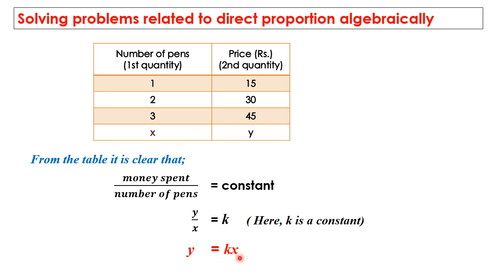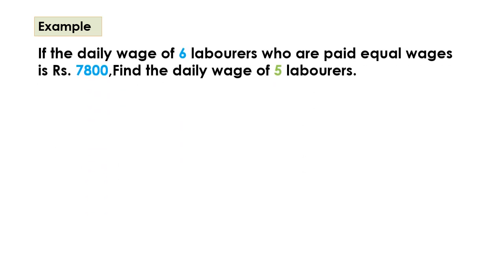So, solving problems related to direct proportion algebraically, meaning we are going to solve problems using the equation y equal kx, where y is the second quantity, k is the constant value, and x is the first quantity. To understand more about the algebraic method, let's go for an example.